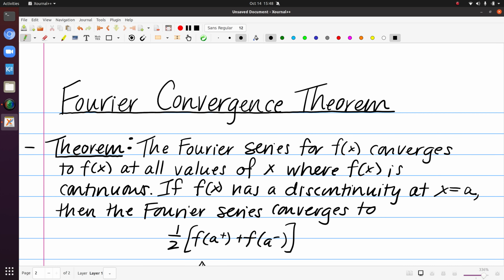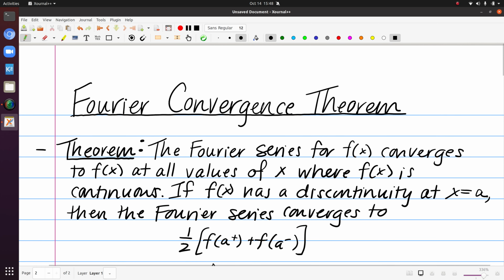In this video, I'd like to talk about the notion of where the Fourier series converges. So for Taylor series, we said that those converge as long as the x value is within the interval of convergence, but there's no notion of an interval of convergence for these global approximations that we get from Fourier series.